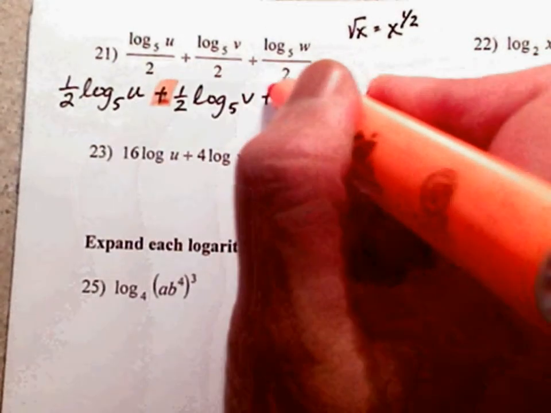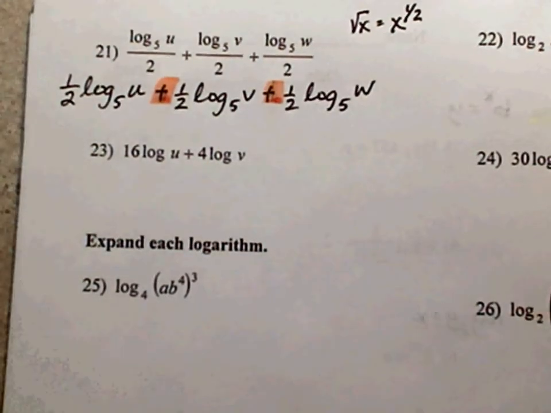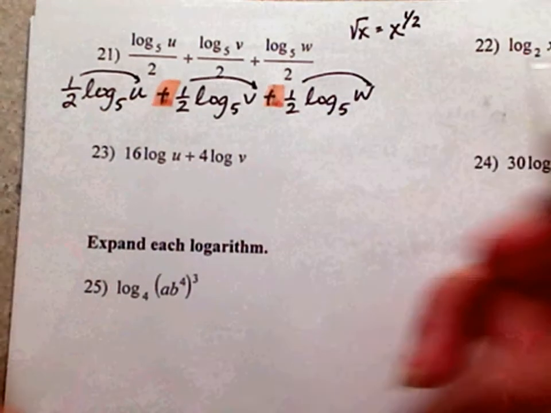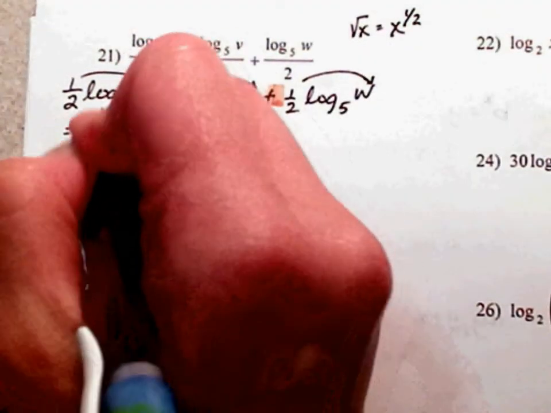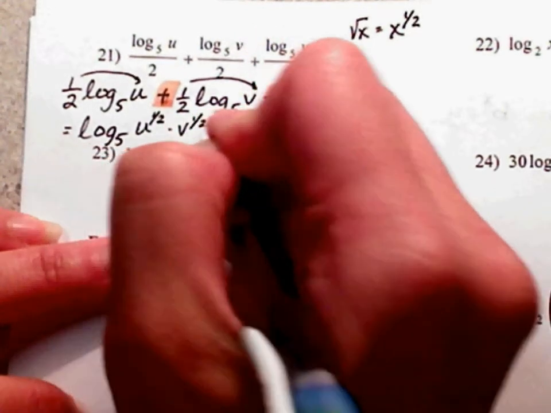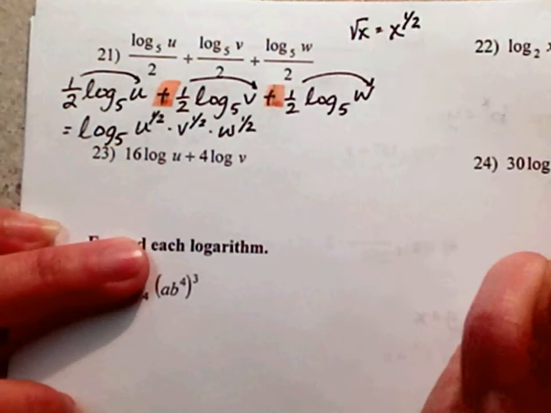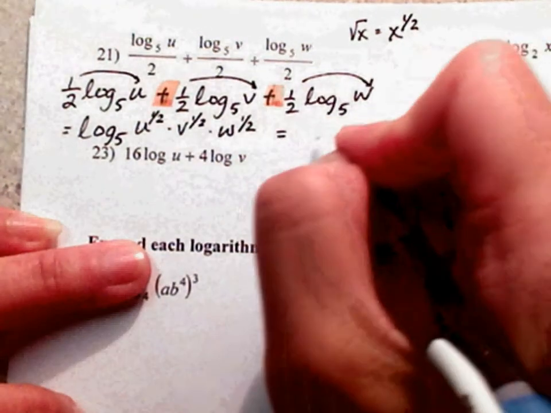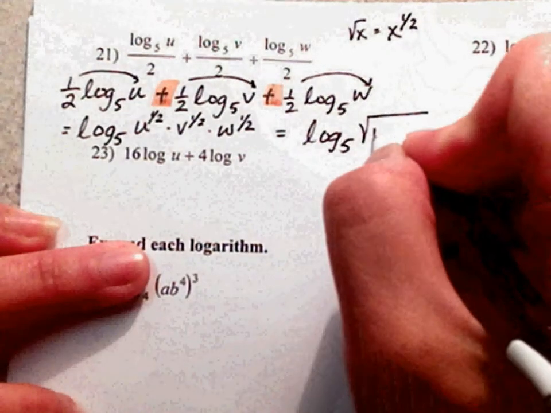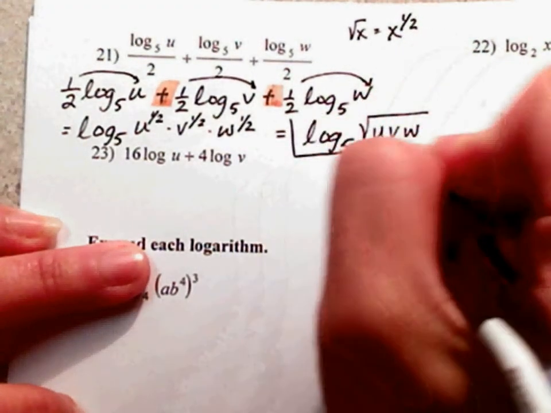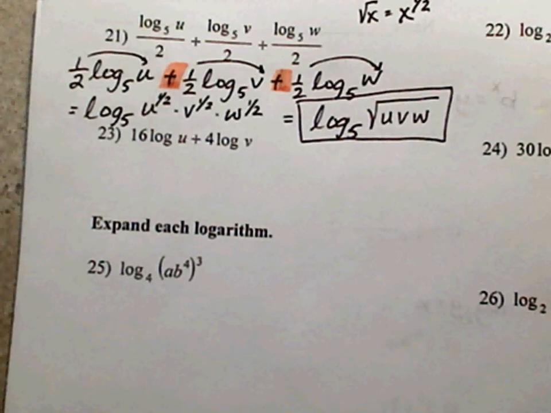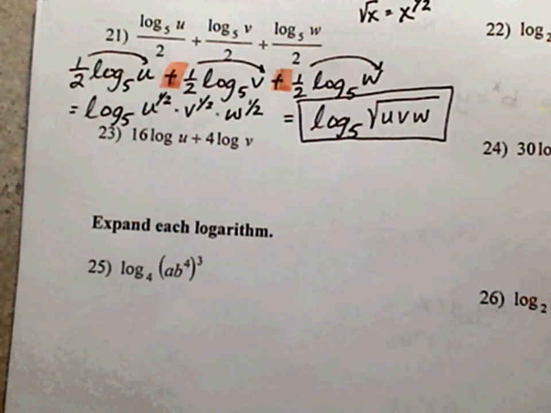What corresponds to plus is multiplication. So first off, I'm going to move this over. It becomes your exponent. Okay? So now you have log base 5 of u to the 1/2, times v to the 1/2, times w to the 1/2. Rewrite it to make it look pretty. Log base 5, I'm going to write it in radical form. So square root of u times v times w. Okay? Just like that. Or you can write it u times v times w in parentheses to the 1/2. Both of those are going to be correct.